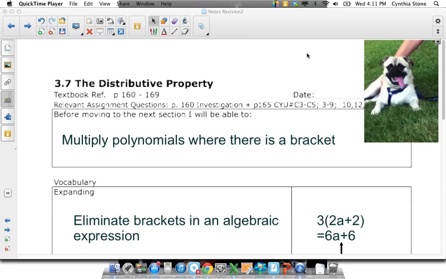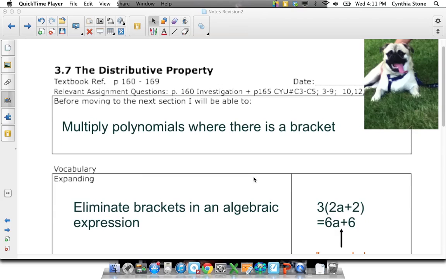Something brand new. And we want to be able to multiply some number or term by a polynomial inside a bracket.